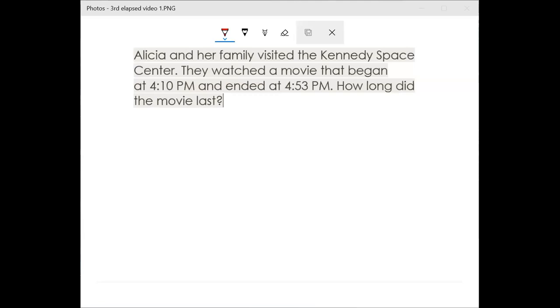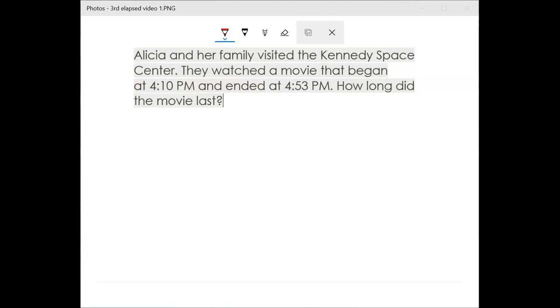Hi, everybody. So I'm going to be going over a little bit more in depth about elapsed time. I know you guys started working on that last week, but I'm going to show you a little bit of a different strategy that you might not have used last week, and that is the open number line. So I have two questions for you, and I'm going to show you how I would code through a question to pull out information and start solving it with an open number line.